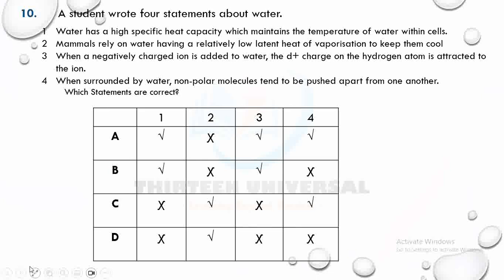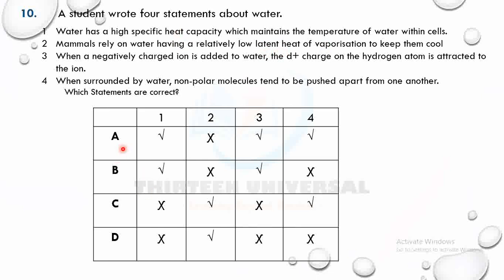Which statements are correct? Number 1 says water has high specific heat capacity, which maintains the temperature of water within cells. Yes, this is correct. This is high specific heat capacity, right? It causes water to change temperature sluggishly. The temperature of water changes slowly, so water plays a homeostatic role. Now number 2 says mammals rely on water having a relatively low latent heat of oxygen. Water actually doesn't have low latent heat, it has high. So this is wrong. So number 1 is correct.